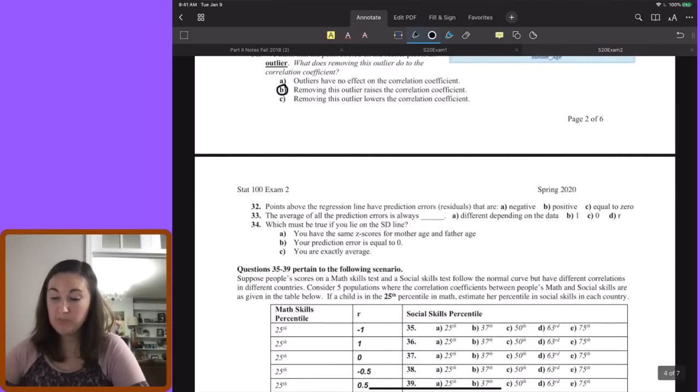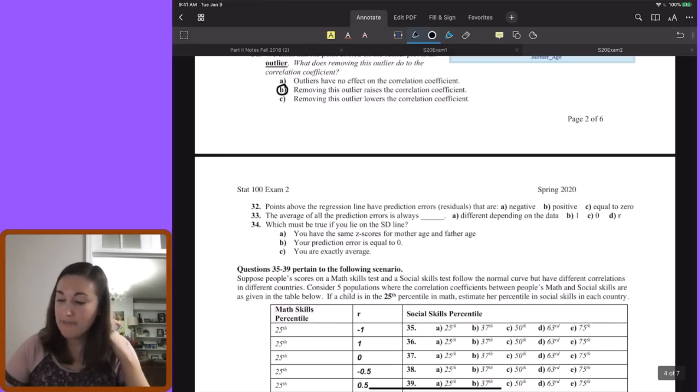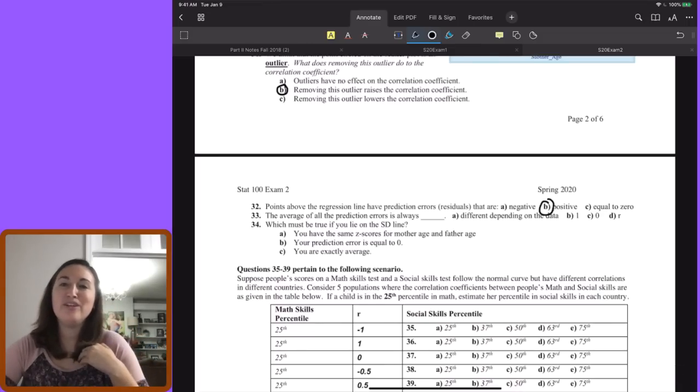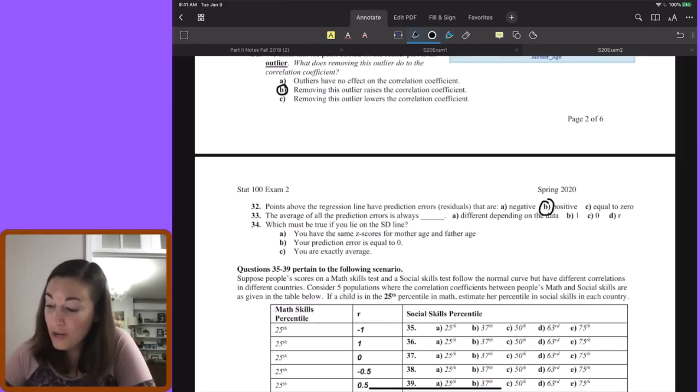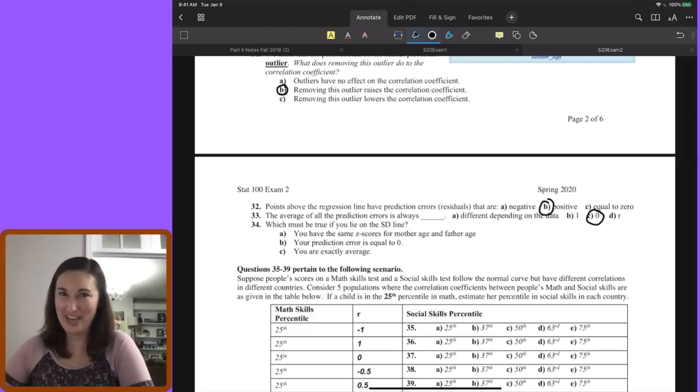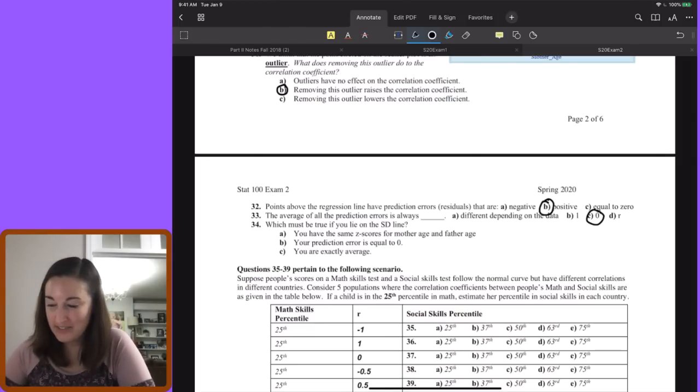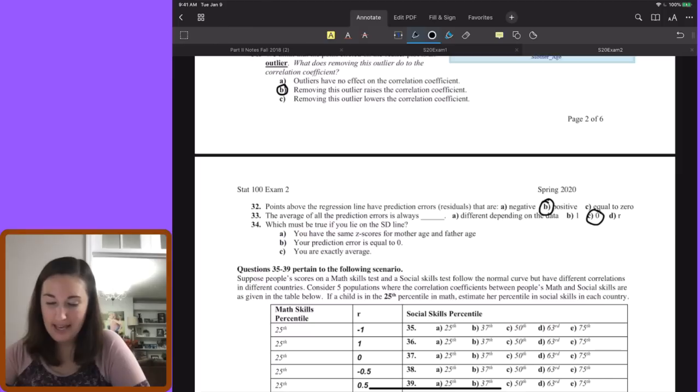All right, 32 says points above the regression line have positive prediction errors, right? If you're above the regression line, that means that you are higher than what we predict. The average of the prediction errors is always 0. Definitely know this. Always 0 because the positives and negatives cancel out. And then I guess this is actually the last one for this question.